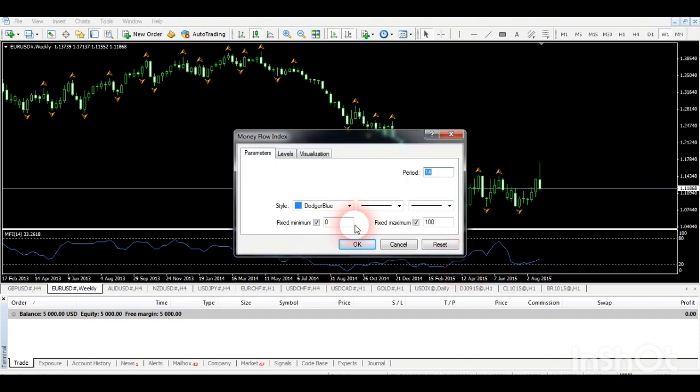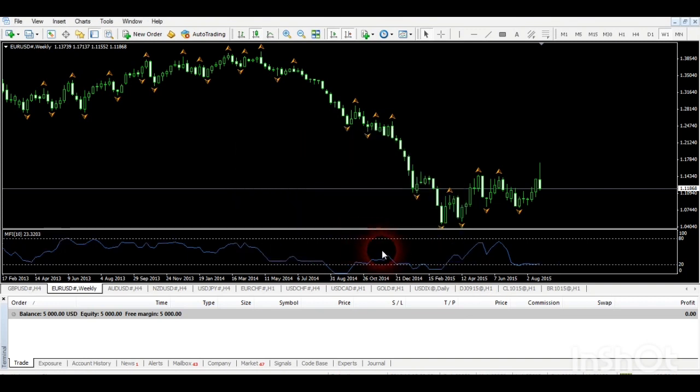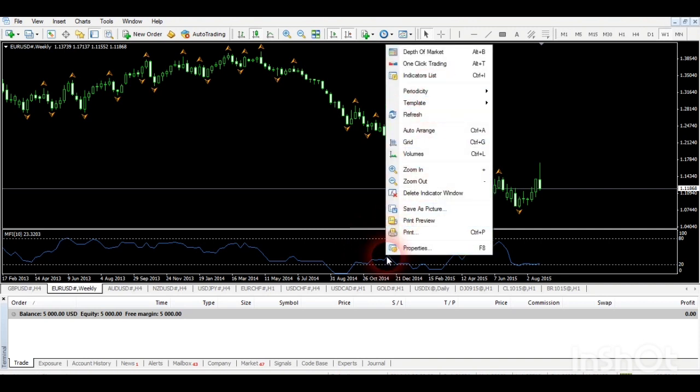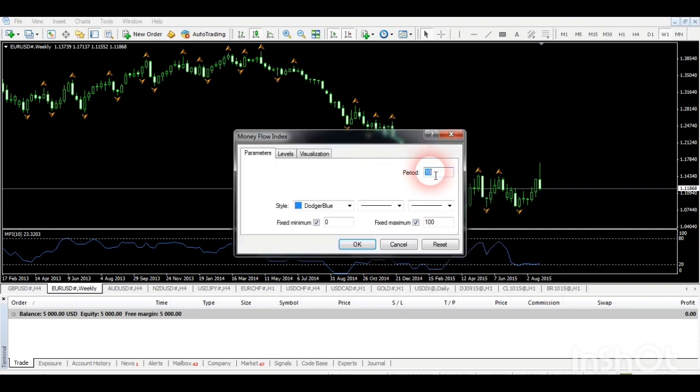To lessen the mistakes of our indicators, we can change the time period. I change it to see what is best.